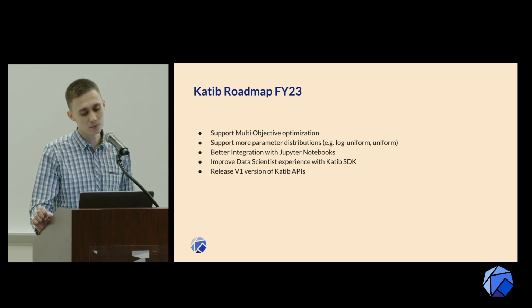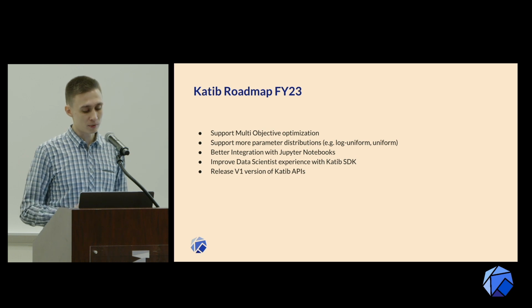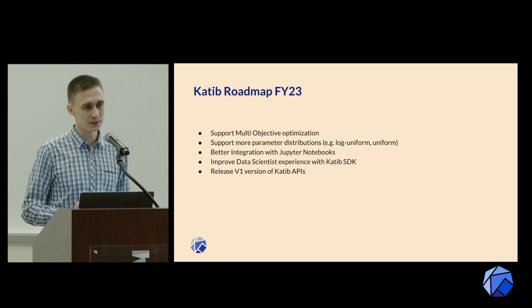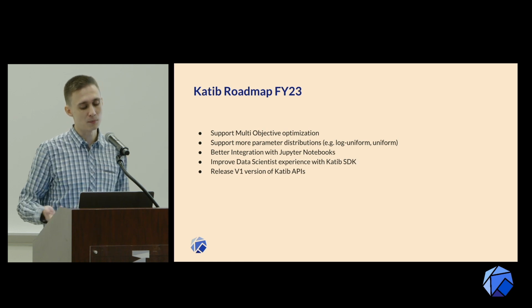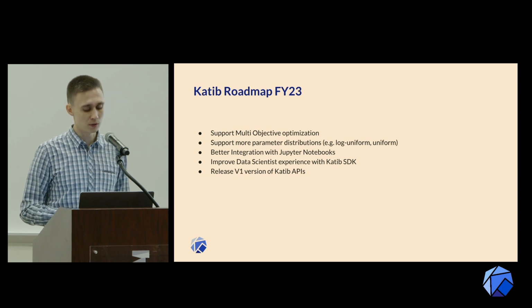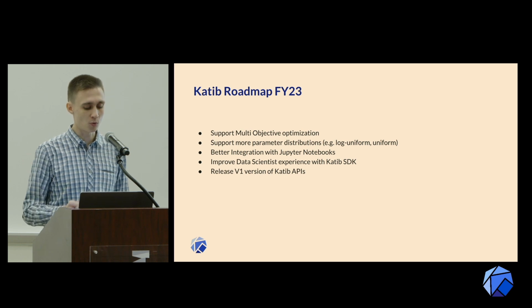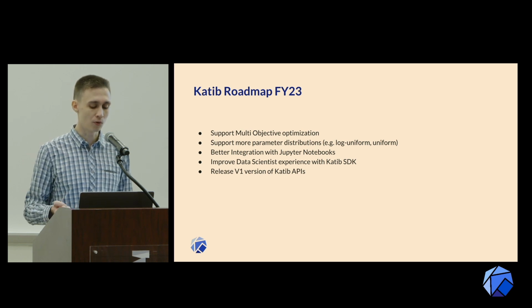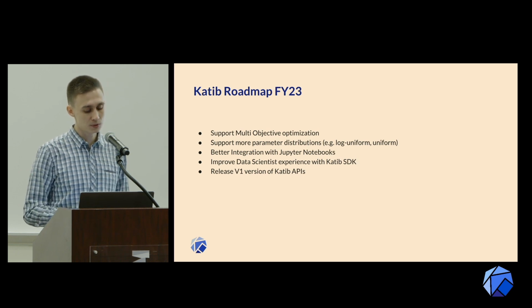So in FY23, we are looking at multiple things in Katib. Specifically, for many years, many users have asked about support of multi-objective optimization. It's very common right now, especially in large models, and we want to optimize models with different types of metrics, for example, loss and accuracy. And some of the optimization frameworks already support it, like Optuna. Also, we're looking forward to supporting more parameter distributions like uniform, log uniform, which are very common across many hyperparameter tuning jobs, and we want to have the same in Kubeflow.